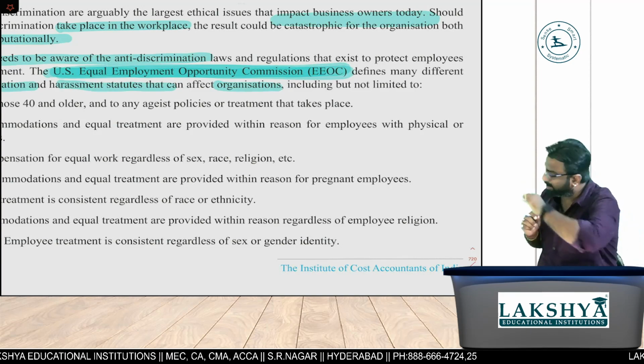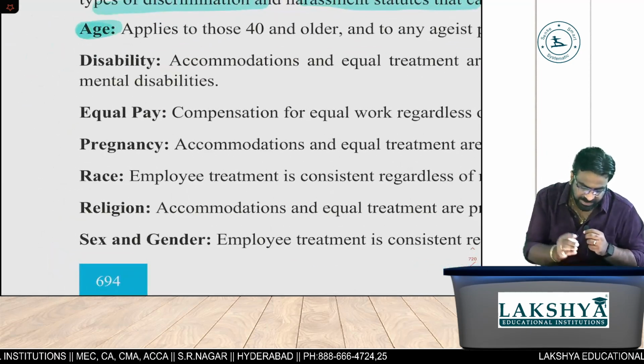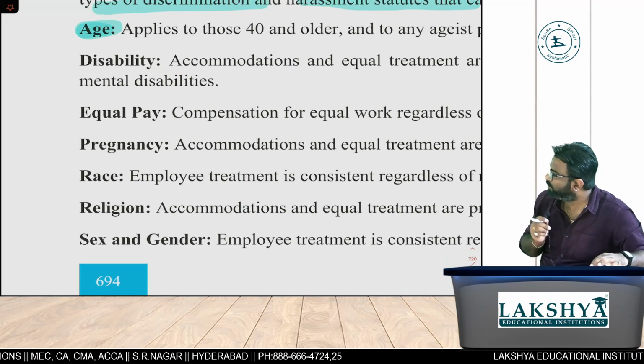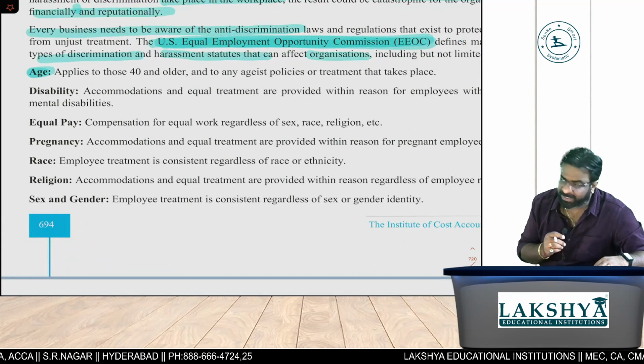So these are the various types of discrimination you will find and they pointed out. What is the first discrimination? Age. It applies to those 40 and older and to any aging policies or treatment that takes place.